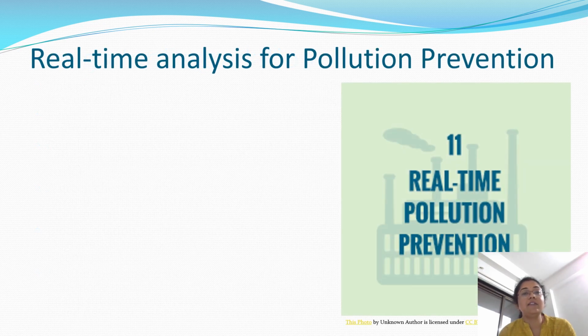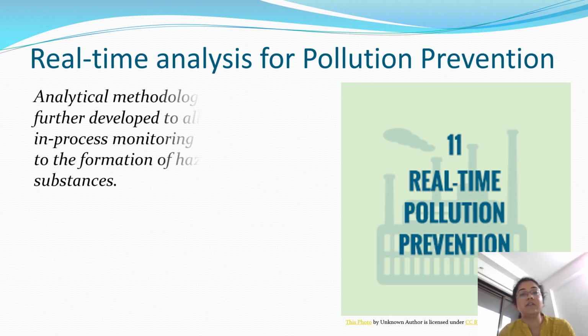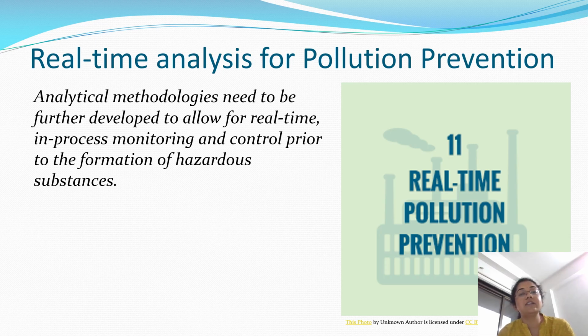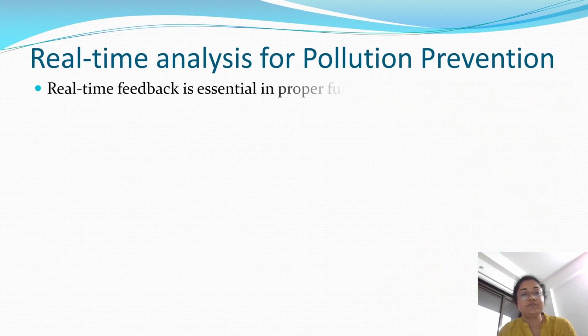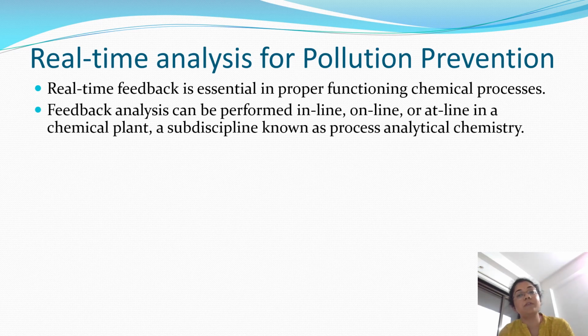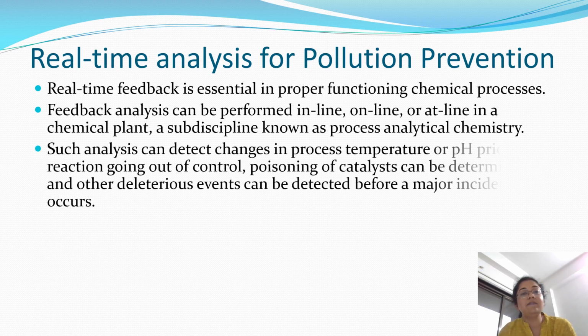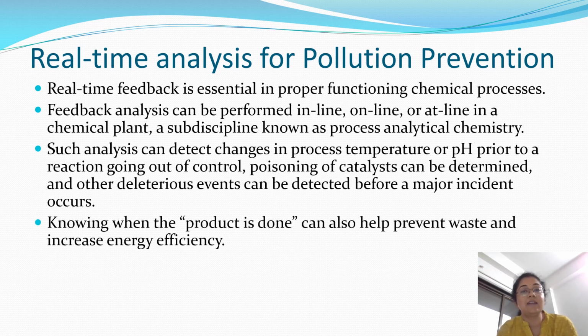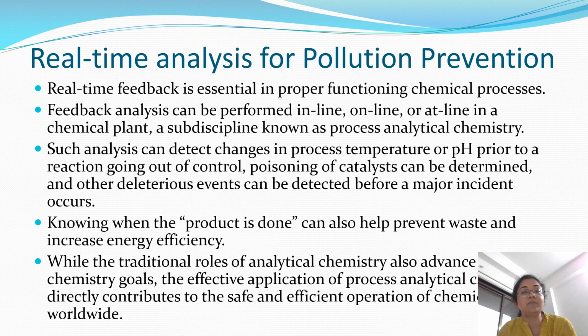Then the 11th one is real-time analysis for pollution prevention. The analytical methodologies need to be further developed to allow real-time, in-process monitoring and control prior to the formation of hazardous substances. Real-time feedback is essential in the proper functioning of chemical processes. Feedback analysis can be performed inline, online, or at line in a chemical plant. A sub-discipline known as process analytical chemistry is also taught in many laboratories.